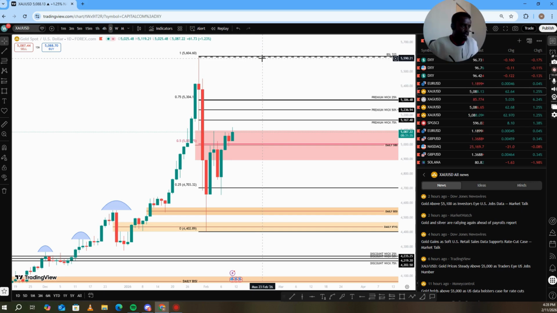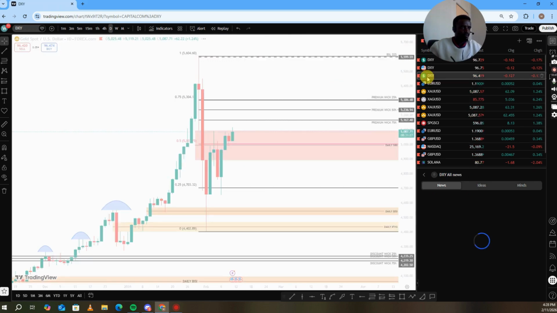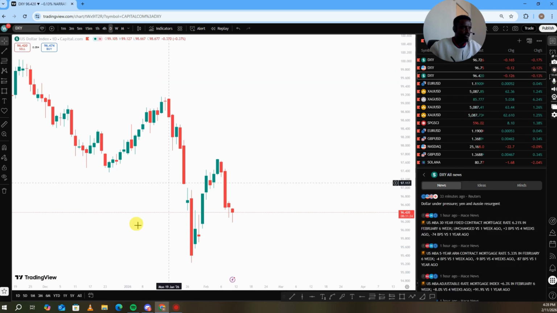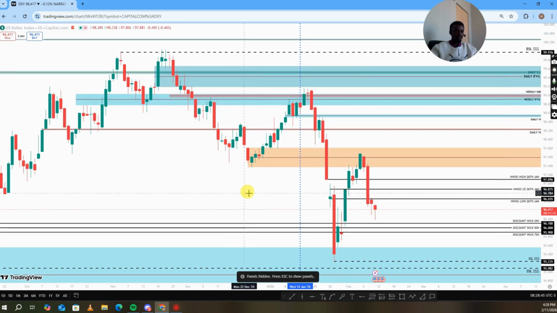Now, it's also crucial that I speak on dollar as well. So let me load up the dollar chart. Yes, so this is the dollar chart.